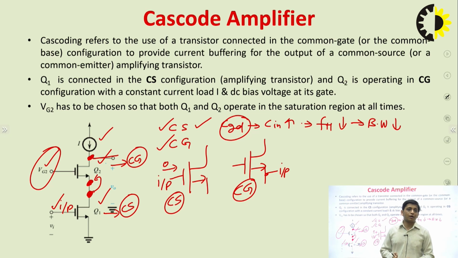When we design a cascade amplifier using BJT, the lower transistor will be common emitter and the upper one will be common base. So that cascade amplifier is the combination of common emitter and common base, but in the case of MOSFET, it is the combination of common source and common gate.